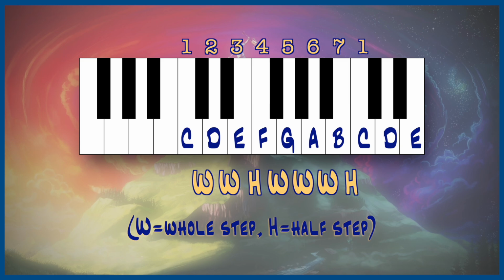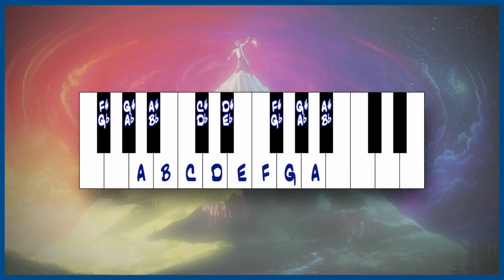So starting from the root, using W for whole and H for half, the pattern that we get is whole, whole, half, whole, whole, whole, half. And it's this pattern that's really the defining characteristic of the major scale in any key. So every major scale in every key has this exact structure to it. And in fact, that's why a major scale has a recognizable sound to it no matter what key it's played in. So if I pick a different starting point, I can plug in this pattern and figure out the notes in the major scale of other keys.